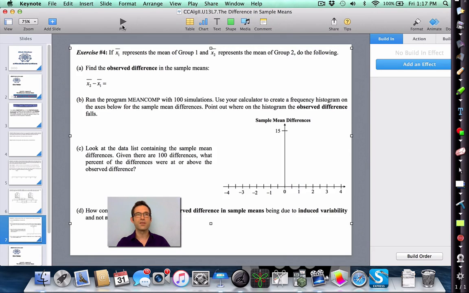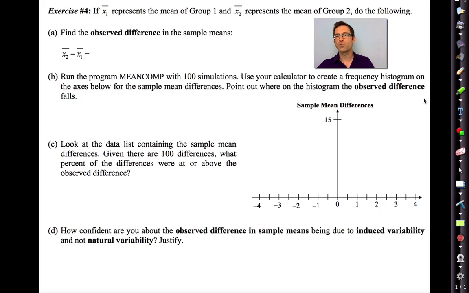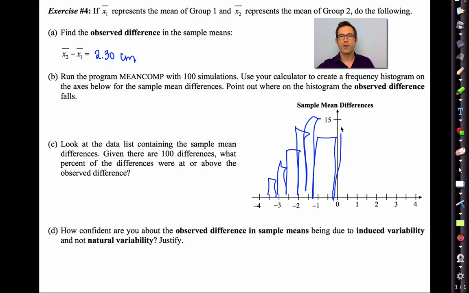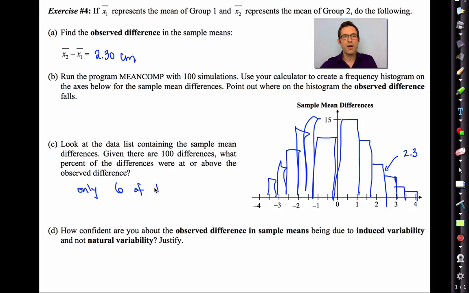Okay, so let's go back into this now. All right, and let's fill in what's really quite relevant here. We had a difference in sample means of 2.3 centimeters, which lied way out here when we had this histogram. Oh, that's a beautiful histogram. I don't even know why I'm trying. It's like a histogram drawn by my 4-year-old son. Actually, I don't have a 4-year-old son. Drawn by my 7-year-old daughter. And my 2.3 kind of landed way out here. And what we found is only 6 of the 100 were at or above the 2.3. Okay, so, 6%, because it's 6 out of 100.